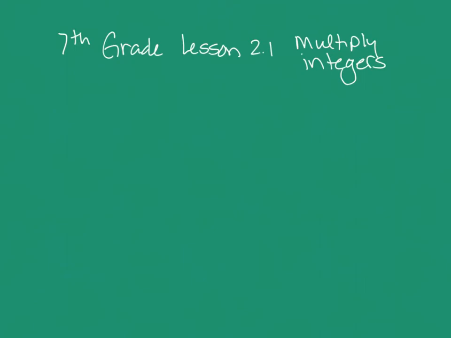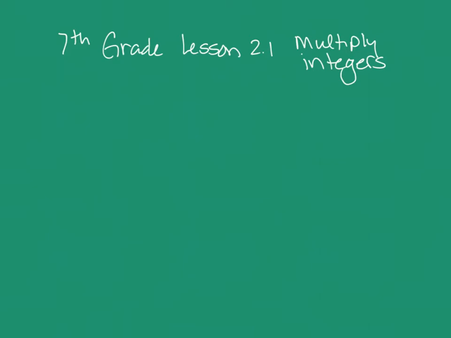7th grade lesson 2.1 is covering multiplication of integers. I have a feeling you'll like this better than adding and subtracting integers, though you'll get very, very comfortable with adding and subtracting integers. This lesson, both multiply integers for lesson 2.1 and divide integers for lesson 2.2, kind of fall into some simple rule that you just put into place and kind of memorize.